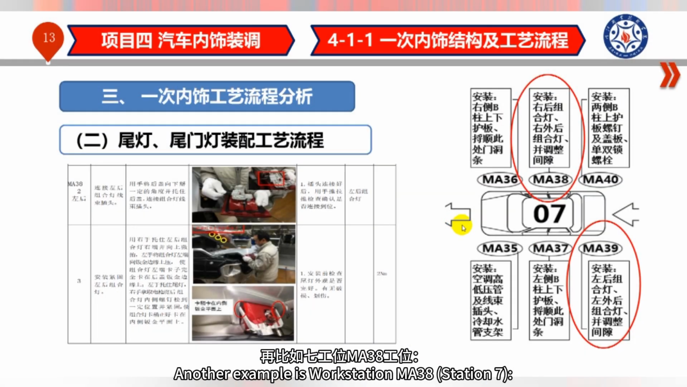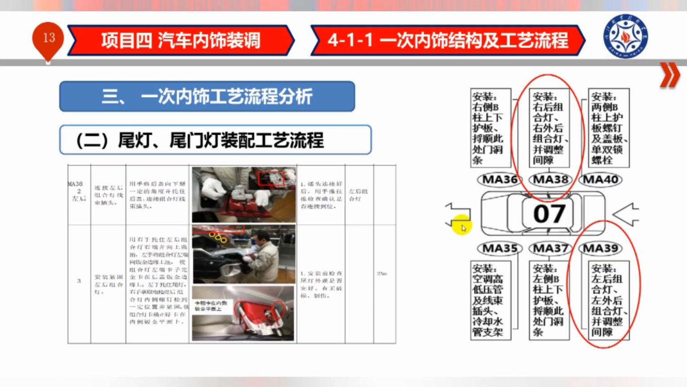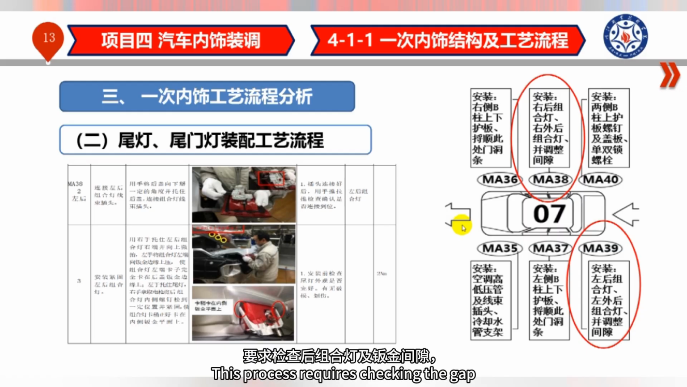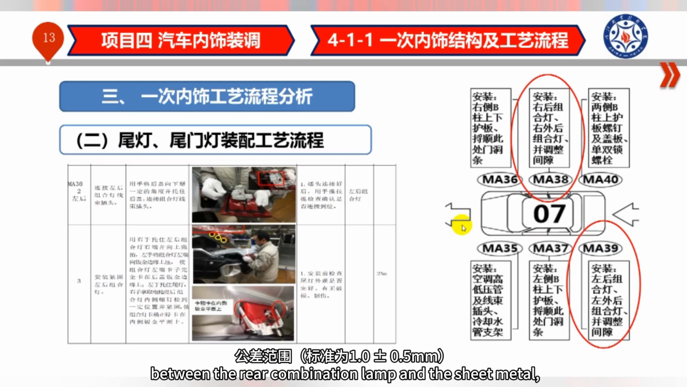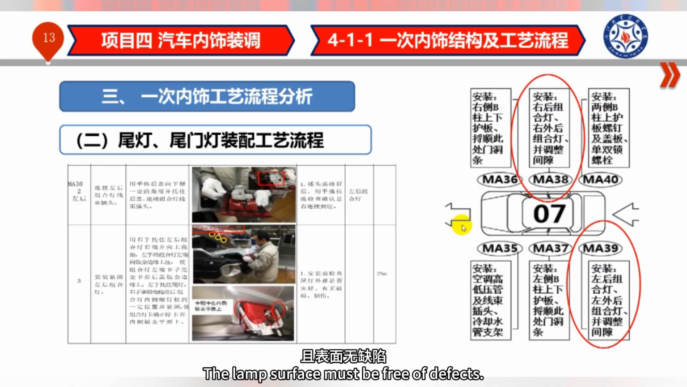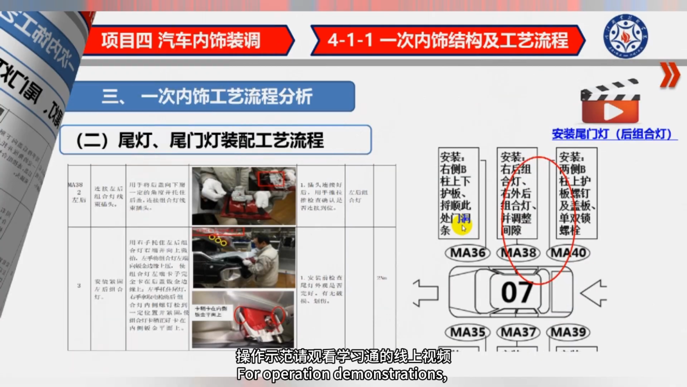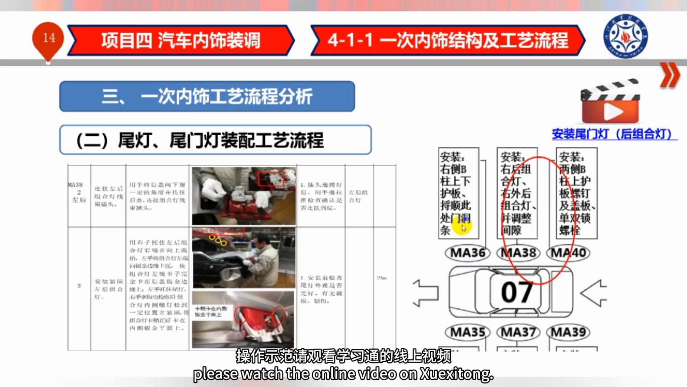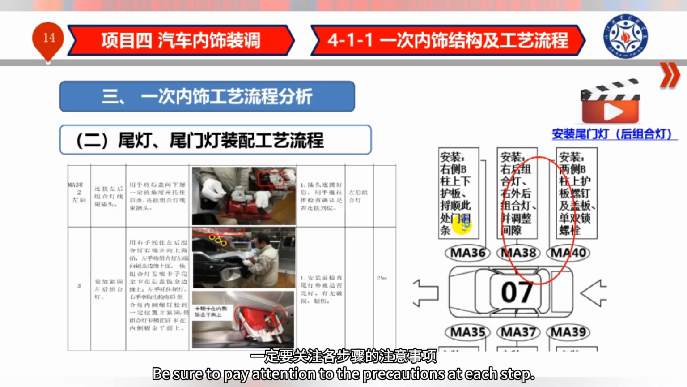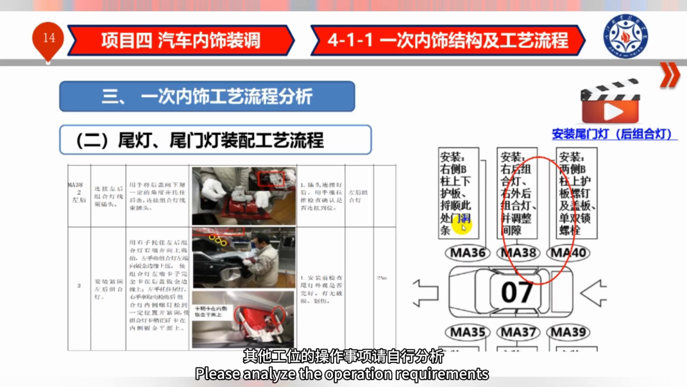Another example is workstation MA38, Station 7. Assembly process flow of the tailgate lamp, rear combination lamp. This process requires checking the gap between the rear combination lamp and the sheet metal with a tolerance of 1.0 plus or minus 0.5 mm. The lamp surface must be free of defects. For operation demonstrations, please watch the online video on Shishitong. Installation of the tailgate lamp, rear combination lamp. Be sure to pay attention to the precautions at each step. Please analyze the operation requirements of other workstations independently.